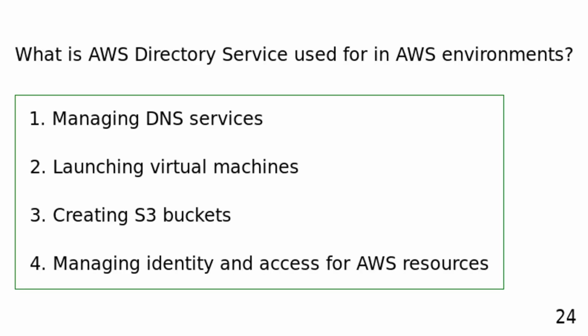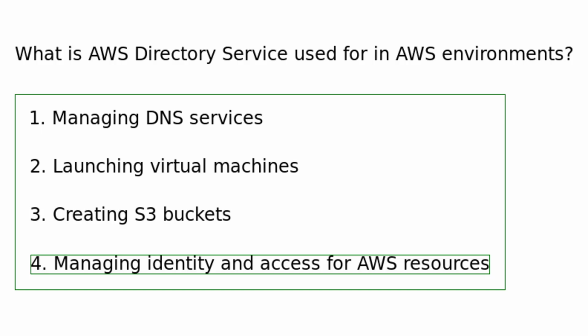What is AWS Directory Service used for in AWS environments? Managing DNS services. Launching virtual machines. Creating S3 buckets. Managing identity and access for AWS resources. AWS Directory Service is used for managing identity and access for AWS resources, providing the ability to connect AWS resources with an existing on-premises Microsoft Active Directory.